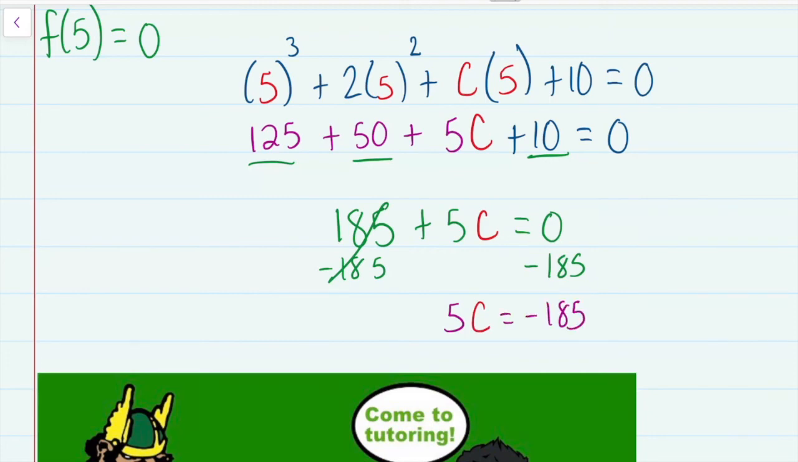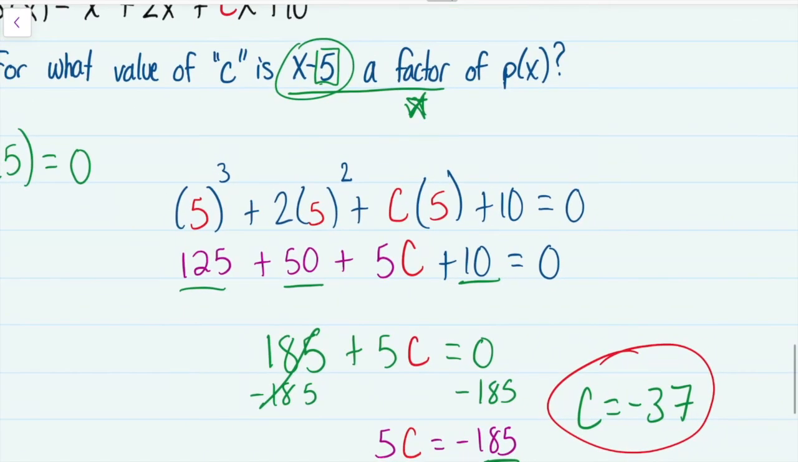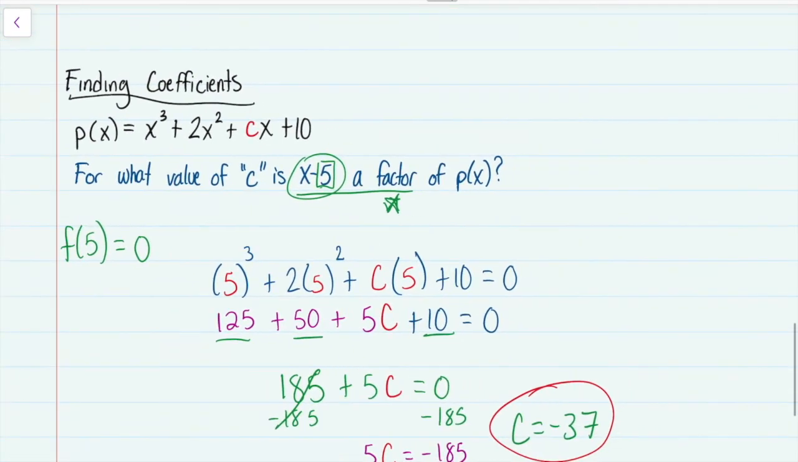Well, guys, what does c have to be? If I were to divide these two, what's 185 divided by 5? 37, negative 37. So my c has to be negative 37 for everything to be a factor. And that's how you find this one.